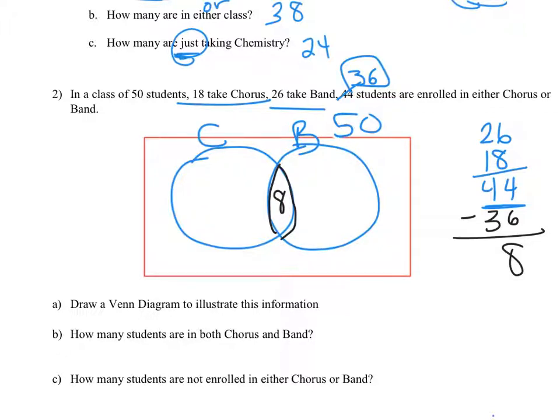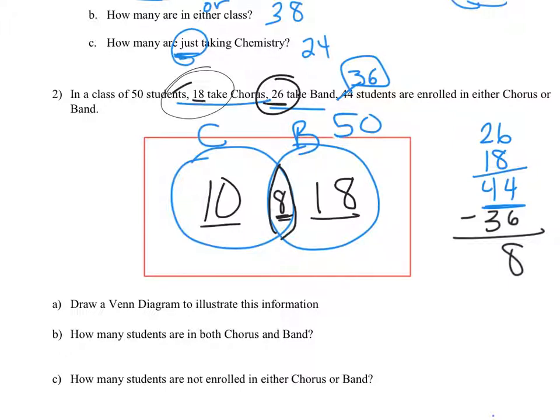Now that I know that number, I have 18 people taking chorus total, so that means there'll be 10 here. We have 8 people already here, and we have 26 in band. So 26 minus 8 would be 18. 8 plus 18 is 26, and 10 plus 8 is 18.